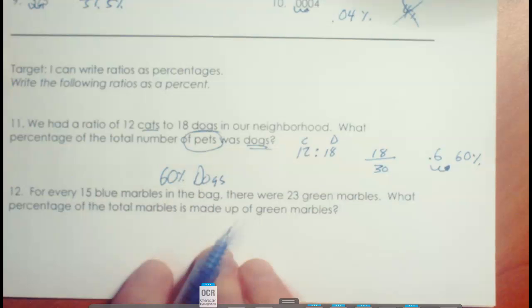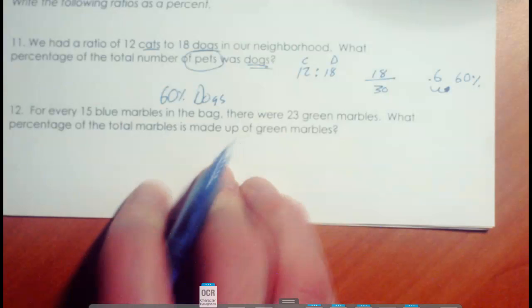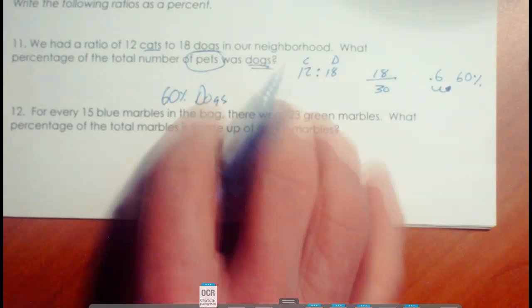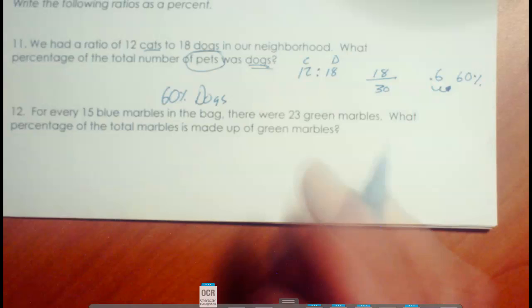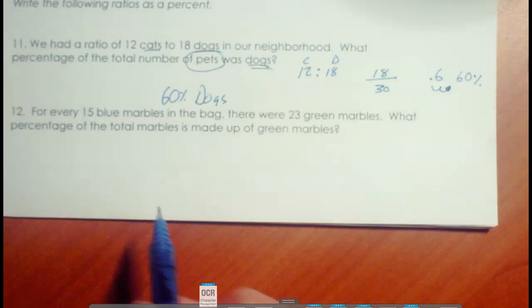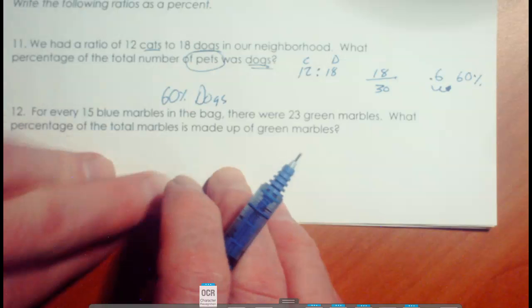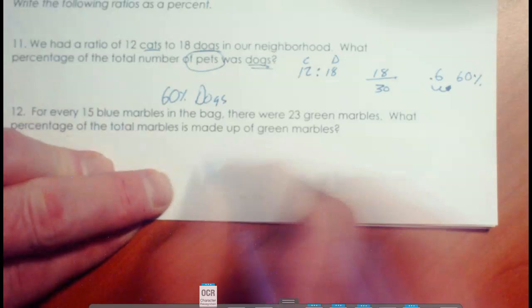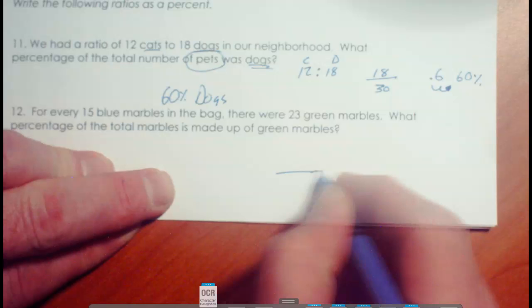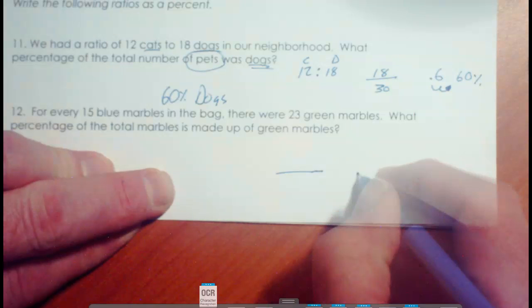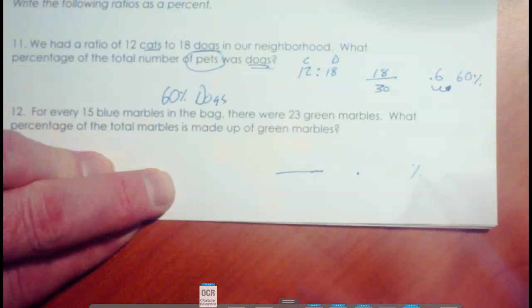Okay, let's take a look at this other one. I think the most important thing is how many animals total. That's what you've got to figure out. Always have to figure out the total. So for every 15 blue marbles in the bag, there were 23 green marbles. What percentage of the total marbles is made up of green marbles? Okay, again, to get to a percentage, we got to get to a fraction. And then we got to get to a decimal. Finally, we'll get to a percent.